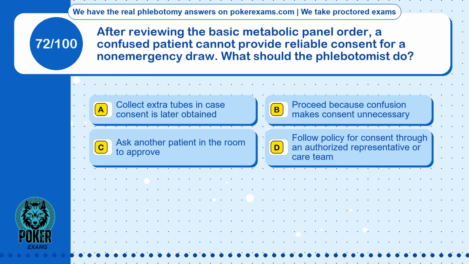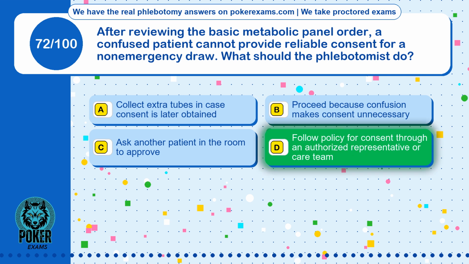Question 72. After reviewing the basic metabolic panel order, a confused patient cannot provide reliable consent for a non-emergency draw. What should the phlebotomist do? Option A. Collect extra tubes in case consent is later obtained. Option B. Proceed because confusion makes consent unnecessary. Option C. Ask another patient in the room to approve. Option D. Follow policy for consent through an authorized representative or care team.